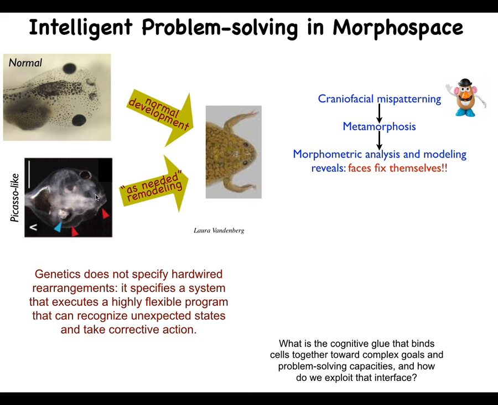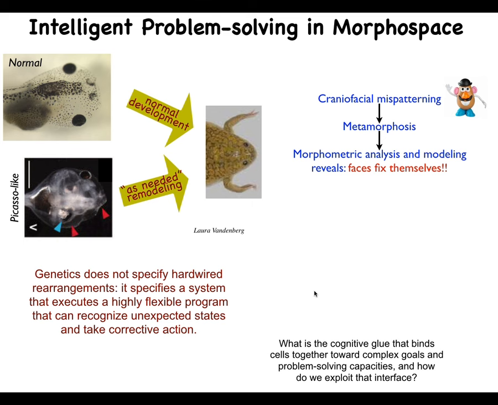It is not hardwired. They will move in novel paths until they get to a correct frog face, and then they stop. And so that tells us that the genetics does not specify a bunch of hardwired rearrangements. It specifies a problem-solving agent. It specifies a system that executes a flexible program that recognizes unexpected starting positions and takes corrective action.